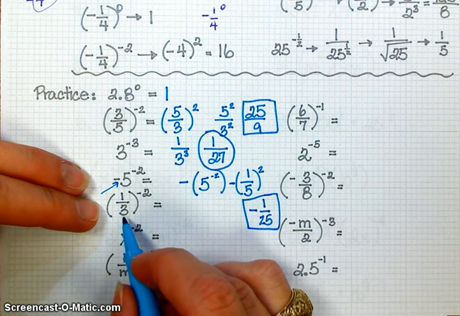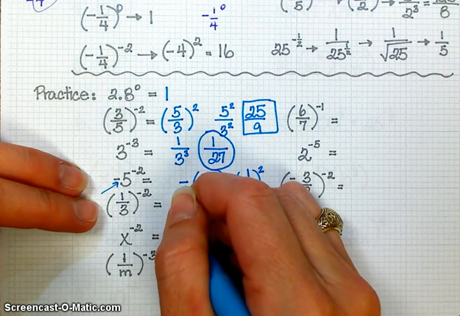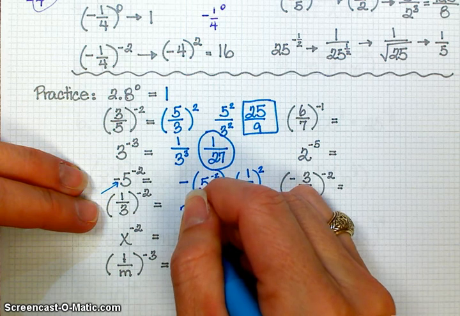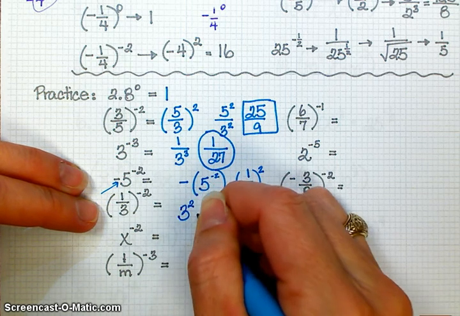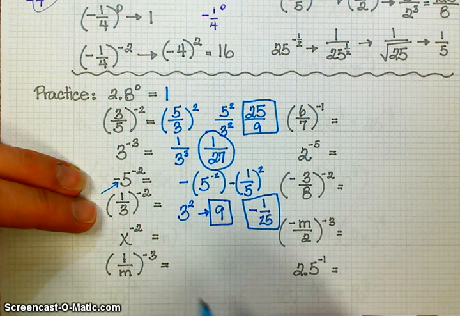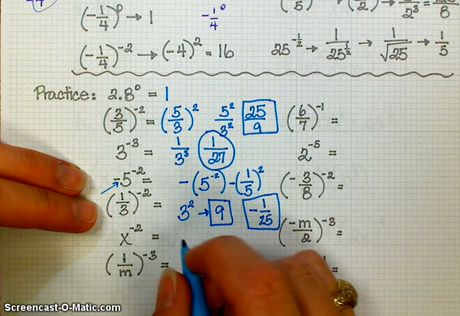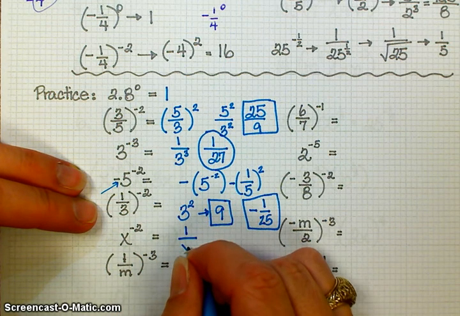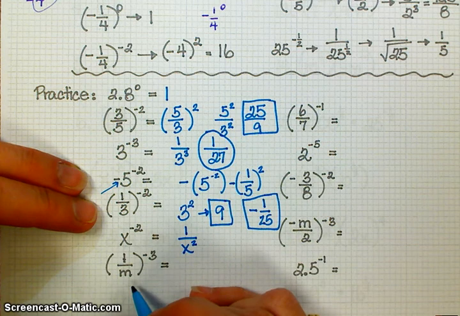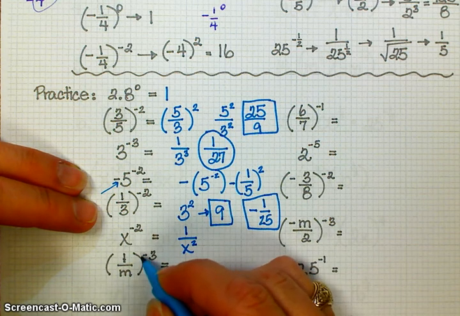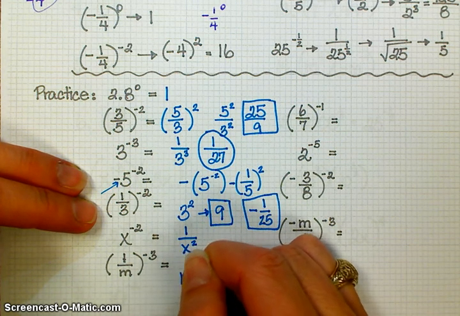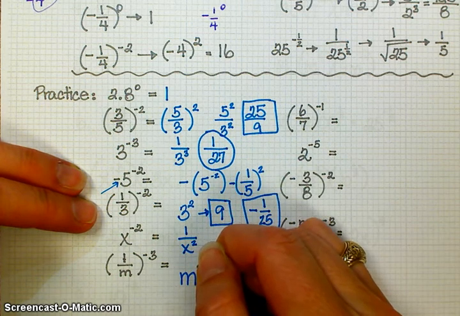Here, 1/3 to the negative 2 power. Flipping this gives you a fraction of 3 over 1, which is just 3. So 3 to the second power, which is 9. X to the negative second power is 1 over x squared. 1 over m to the negative third power. Remember to get rid of the negative part of the exponent, flip it. So that's m over 1, which we'll just write as m. So that's m to the third.